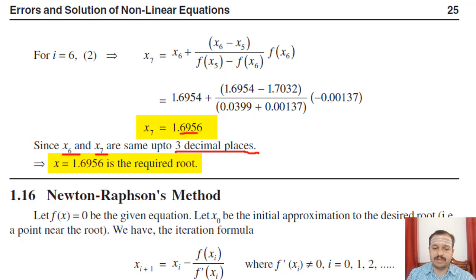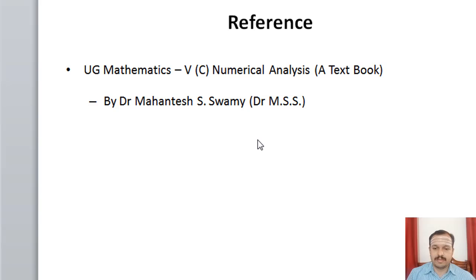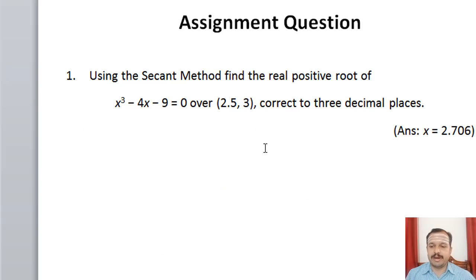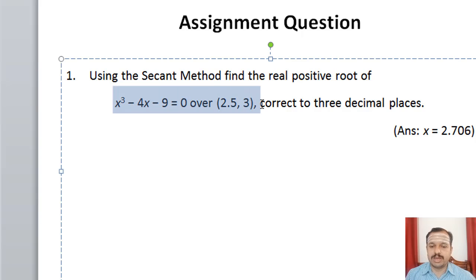I draw your attention towards one example that you can solve later on by yourself as homework. Please try to solve this problem. This is the assignment problem for you. Please look at this problem and try to solve this by using the secant method. This is the assignment question to you. Using the secant method, find the real positive root of this algebraic nonlinear equation in this interval 2.5 to 3.